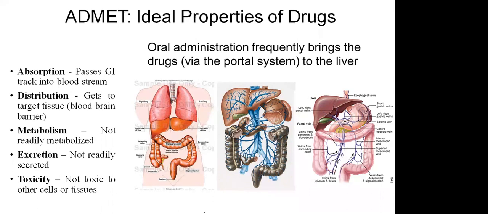And toxicity: whether it is non-toxic to the tissues or not should be defined. Then only it will be considered a drug molecule. If it is toxic, or not toxic with lesser side effects, that is also considered based on the beneficial properties of the drug molecule in the clinical trials. And there is the route of administration. For example, oral administration frequently brings the drugs to the portal system to the liver. From the liver, it should be excreted. These are the ideal properties of the drug.